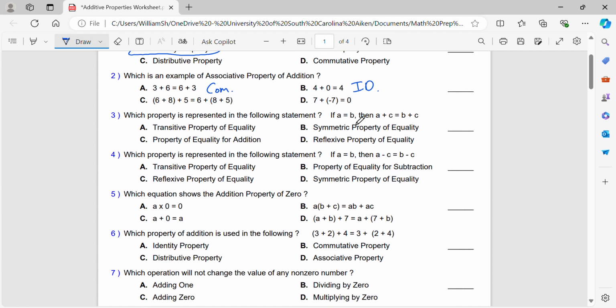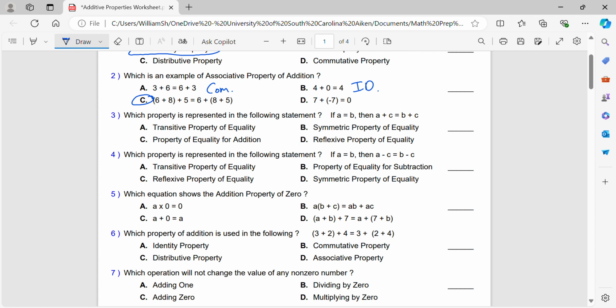But if I look at C, I'm looking at 6 plus 8 plus 5 equals 6 plus 8 plus 5. The only difference here is the parentheses are in different locations. It's associating it differently, but still getting the same result. Therefore, the answer to number 2 should be C, the associative property of addition.